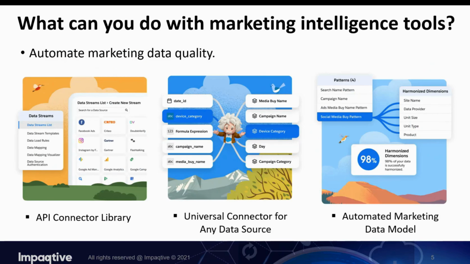Next is, what can you do with this marketing intelligence tool? Automate marketing data quality, optimize the speed of your customer insights, and prove the business impact of campaigns. Going through each one of them, first, automate marketing data quality. The API connector is something I'll show in the demo, how it is used.